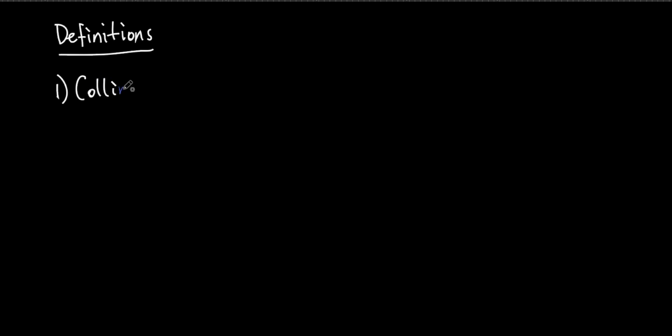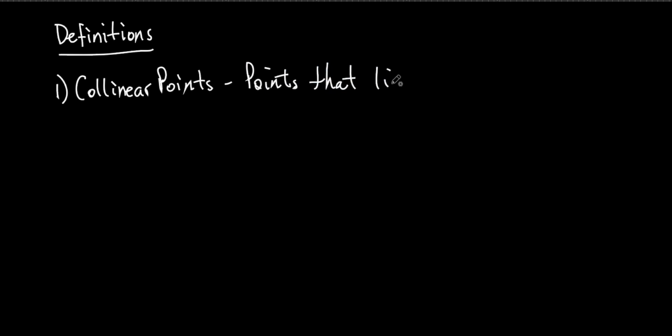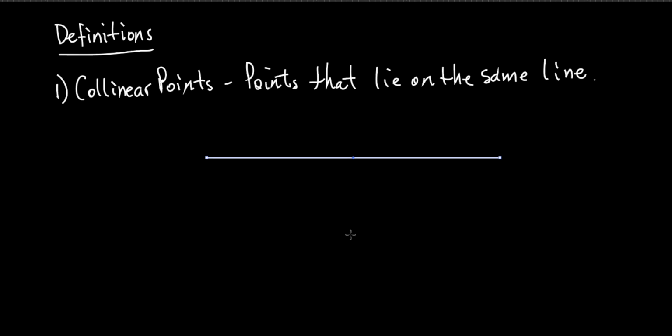It's called collinear points. It's points that lie on the same line. So write that down. Put it in your notes. You should have your notebook out. Points that lie on the same line. All right, it's pretty simple. Well, let's just do a little picture with that. So we need a line. There we go.